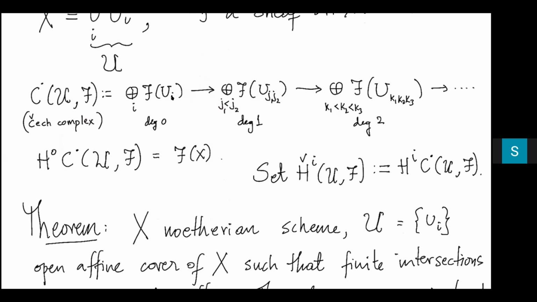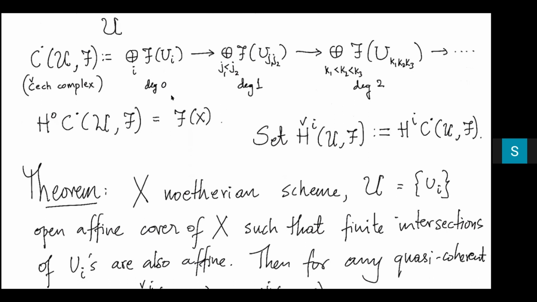So an element which goes to 0 here will be something minus something. So that means they agree on overlaps. So H naught of this complex, I mean the zeroth homology here, will give you the global sections, but the higher homologies of this complex are more complicated. So those will be called the higher Čech homologies of F. So we'll define them like this.